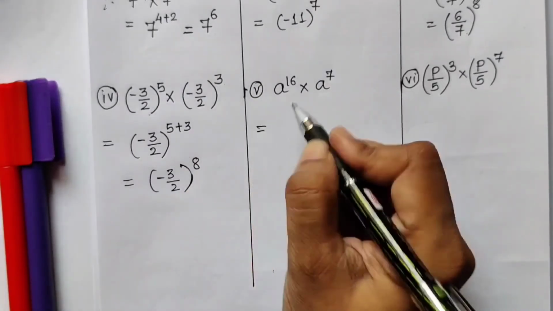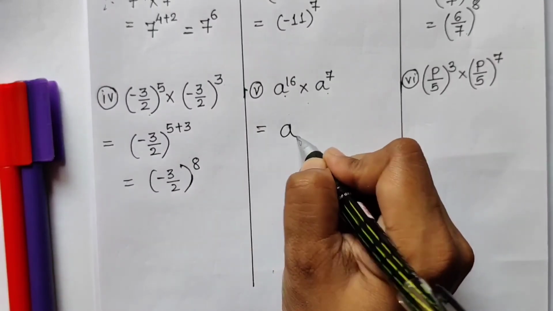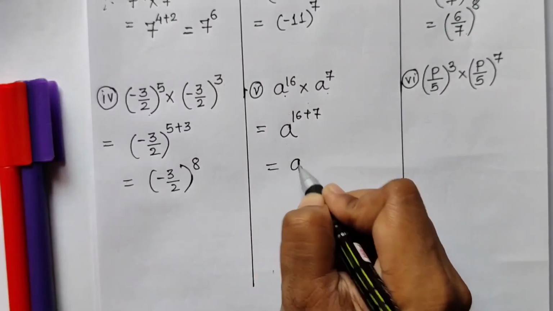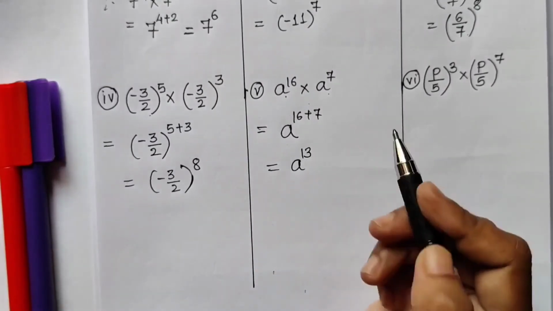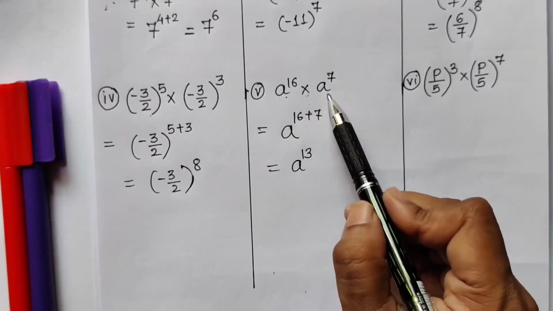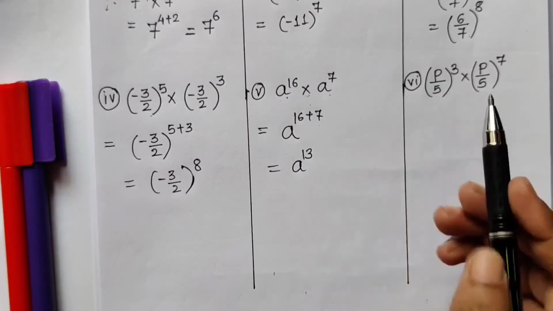Now the next sum. A raised to 16 and A raised to 7, A is the common base, we write it one time. We add the indices 16 plus 7, what will we get? A raised to 23. So always when multiplication is there between two numbers and the base is the same, we add the indices. Multiplication, add the indices. Okay.